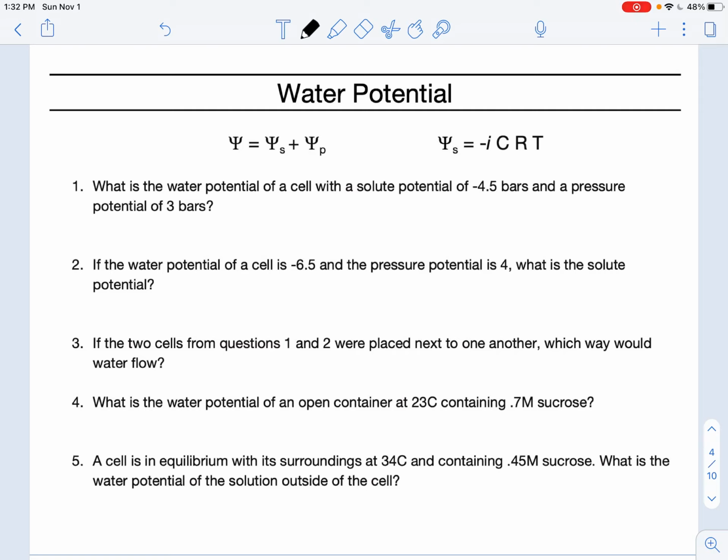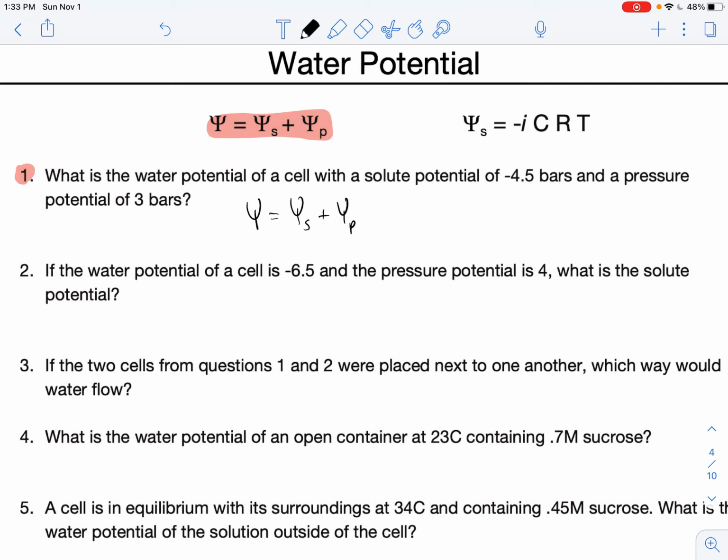So the first one, what is the water potential of a cell with a solute potential of negative 4.5 bars and a pressure potential of 3 bars? What's good about this one is all we're going to use is this formula. We don't actually have to calculate that solute potential. We could use that formula for that, but we don't need to. So in this case, we just set it up as psi equals psi s plus psi p.